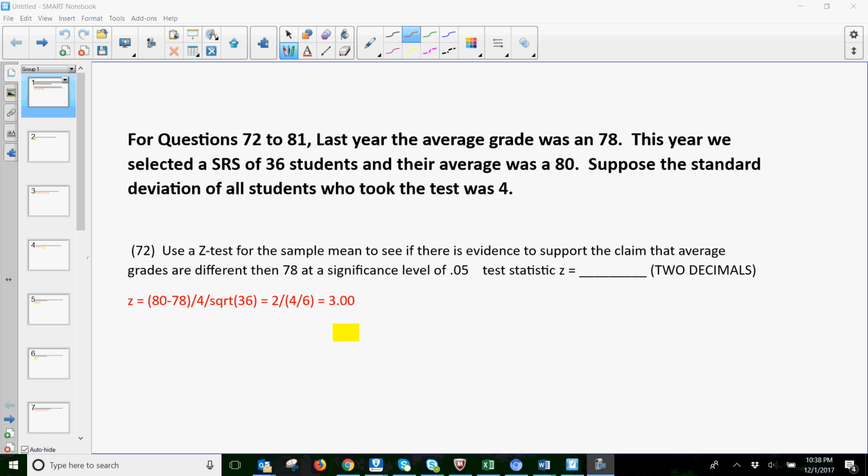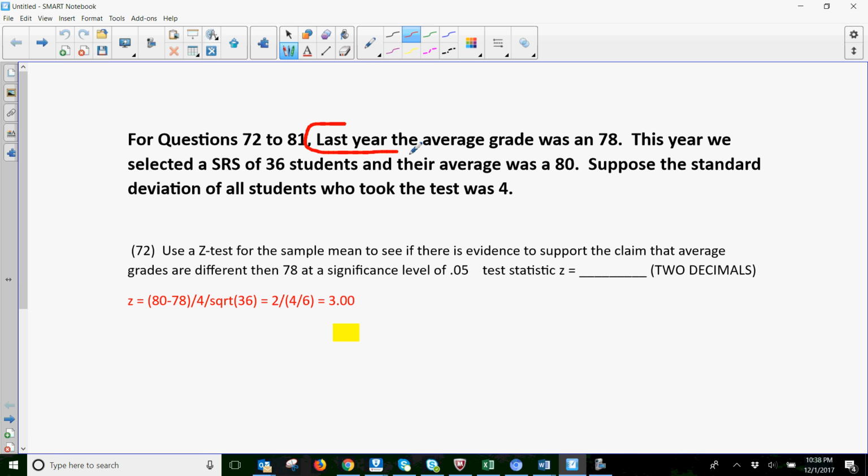All right, so we're going to take a look at question 72 to 81. It says last year the average grade was 78. This year we selected a simple random sample of 36 students and their average was 80. Suppose the standard deviation of all students who took the test was 4. So let's break down what we have here.